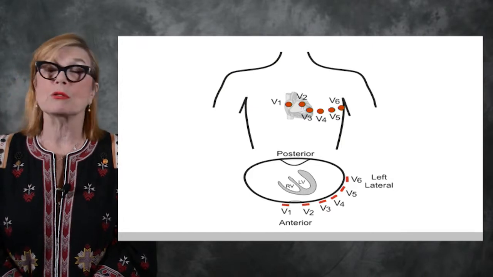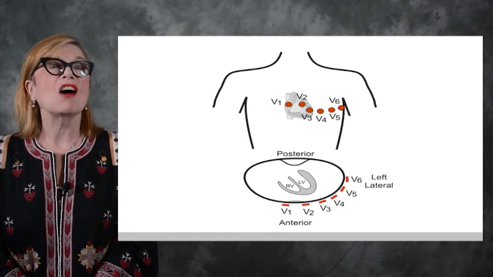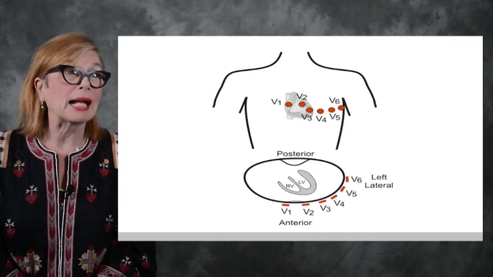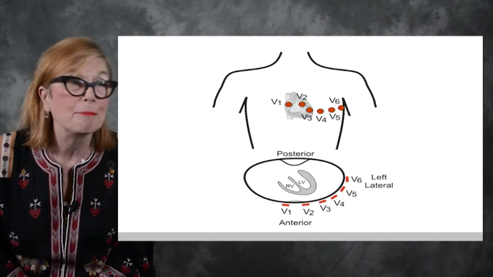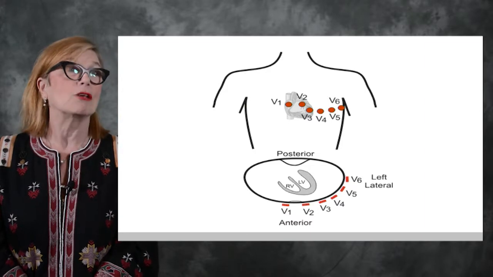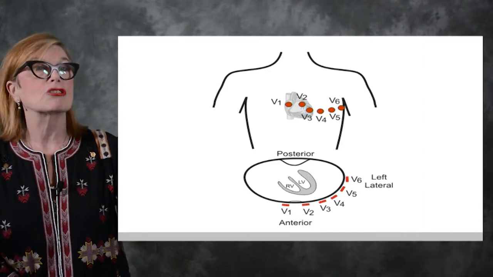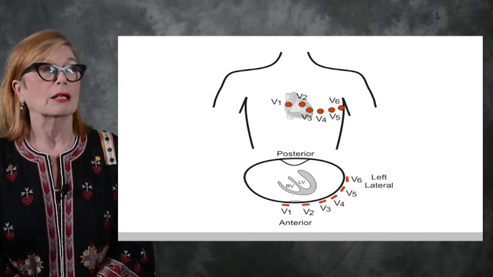V3 is midway between V2 and V4. V5 is midway between V4 and V6. When you place a brown electrode, don't let me ever see that you put it on the sternum. That's incorrect. Find the accurate chest position and place your brown electrode there.